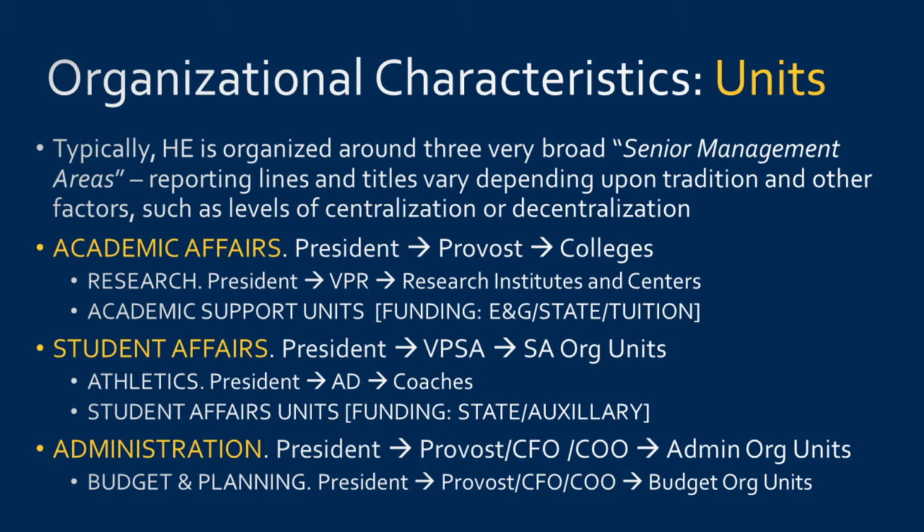And you note here that I have provided some sources of funding, because it's important, I think, when we discuss higher education, that we consider the way these three different areas are funded. So under academic affairs, most of our funding is education and general, or E&G, state funding, the state allocation that we receive as a public institution of higher education. And then, of course, tuition dollars.